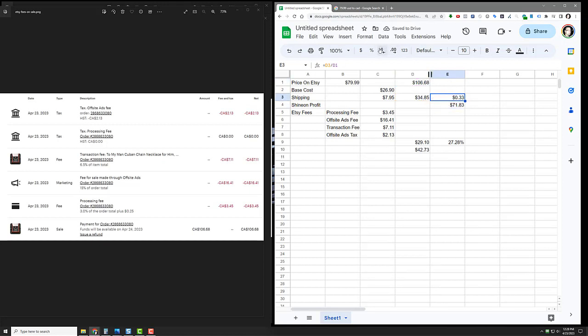33% went to Shineon, so 32.67 went to Shineon. 27.28 went to Etsy, which left me with 1 minus that minus that. So basically 40% of that 106.68 came to my pocket. That's what you actually make on these.